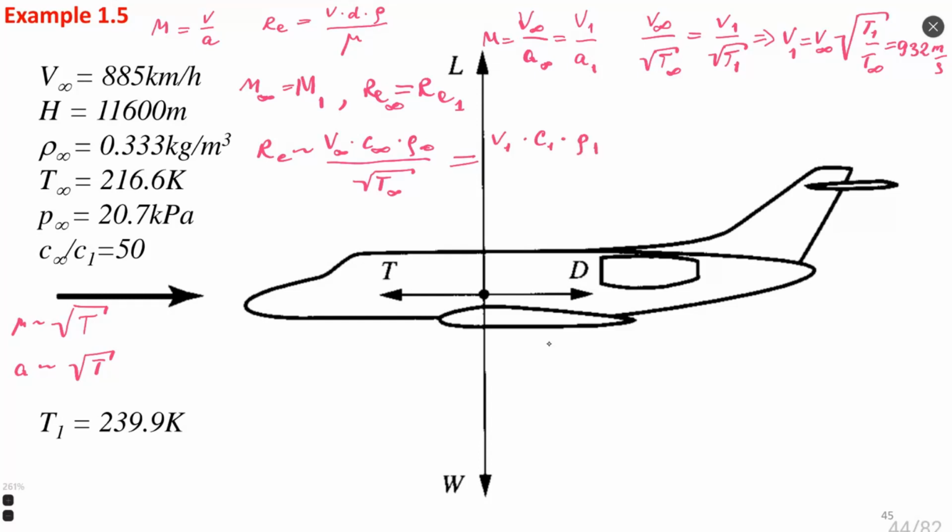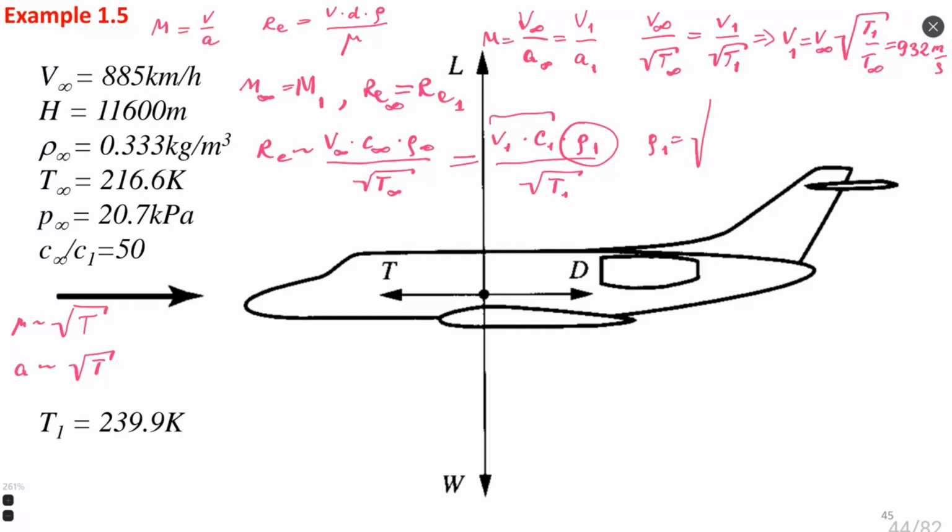Density, we do not know. And we also divide by square root of temperature 1 as proportionality coefficient for viscosity. Only one unknown here is density, and we will calculate it right now. I will multiply by square root of T1, and I will divide by V1 and C1.